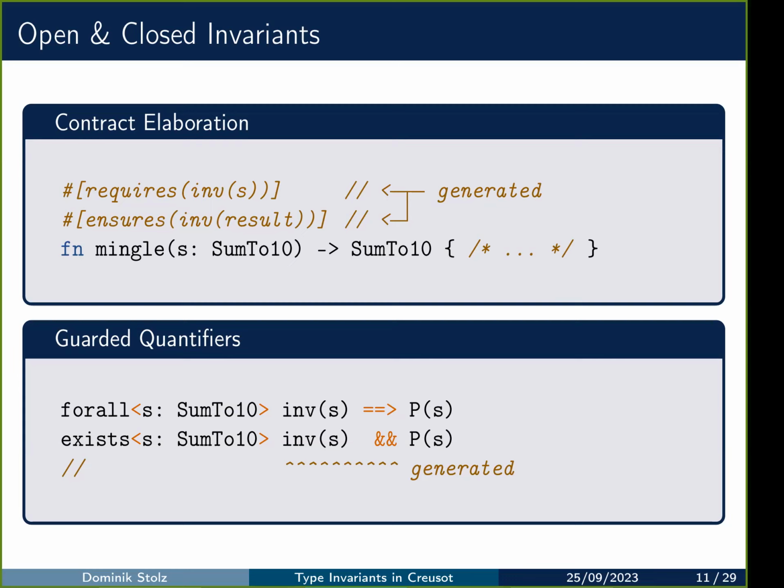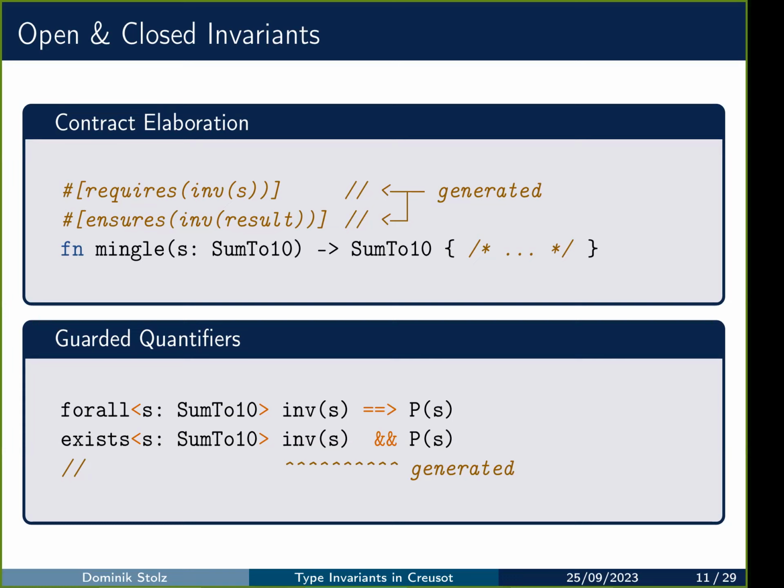And these guards are generated. So if you write for all S of type sum to 10, we synthesize this guard with invariant of S. You have another question from Julien, who asks, this would prevent some types of factorization, right? For example, extracting a function that operates on values that do not satisfy the type invariant.